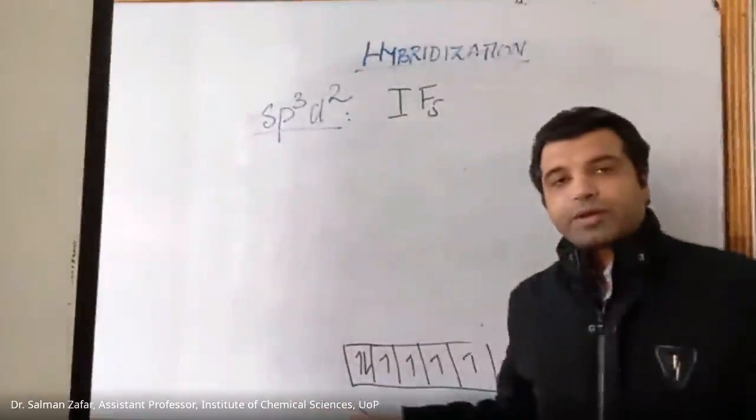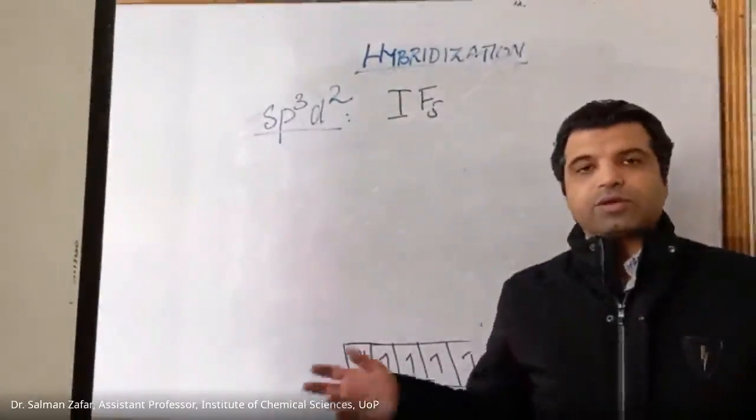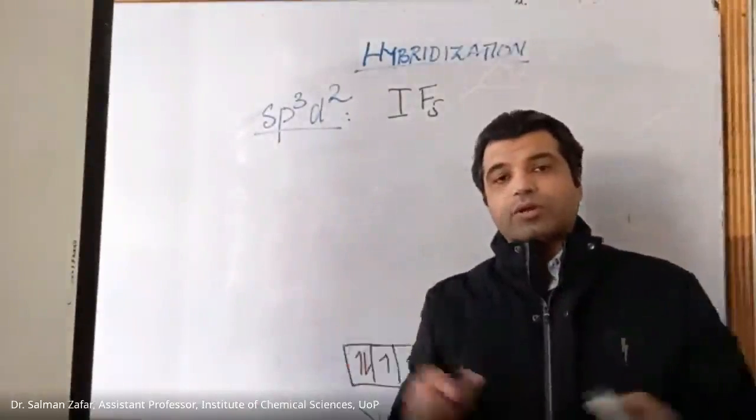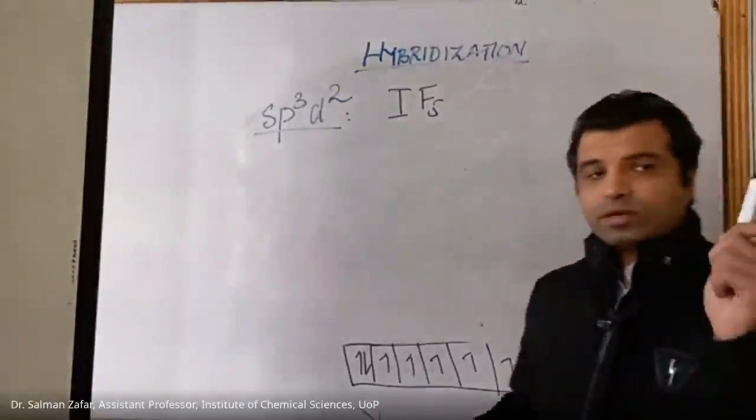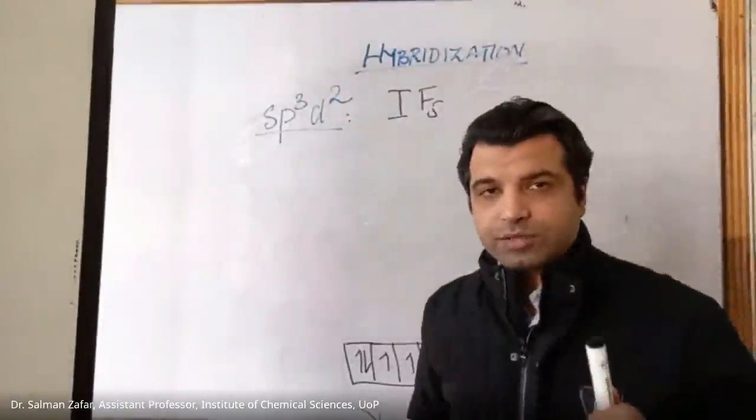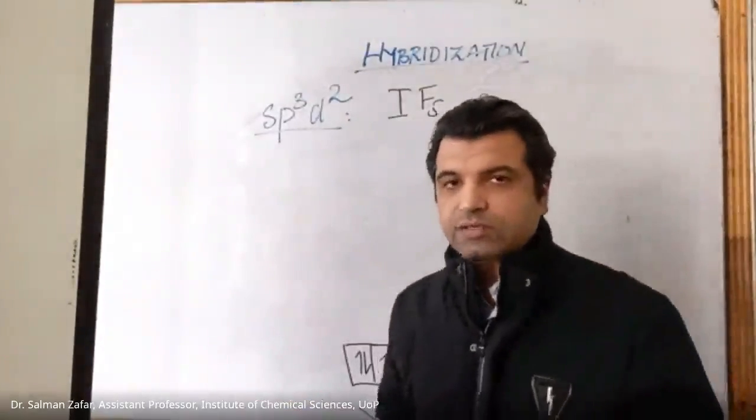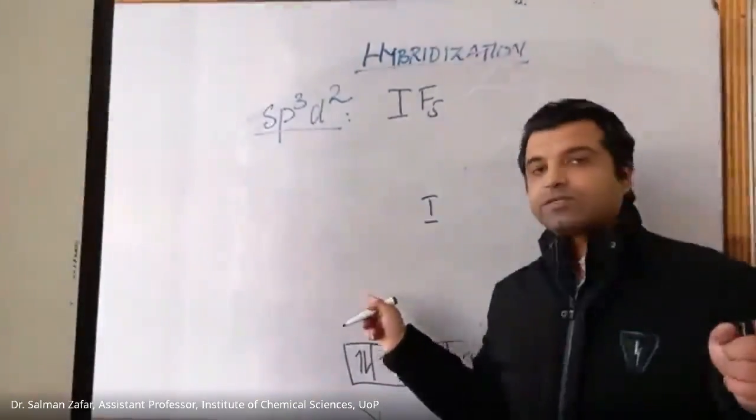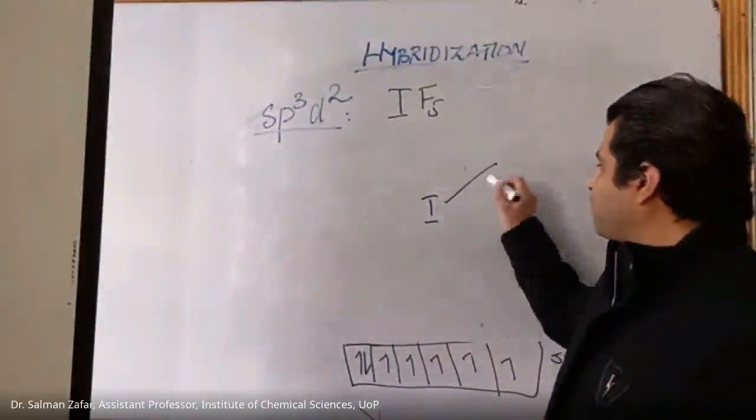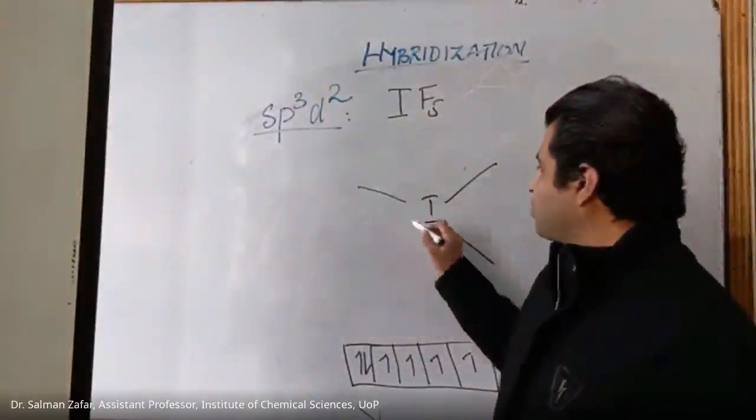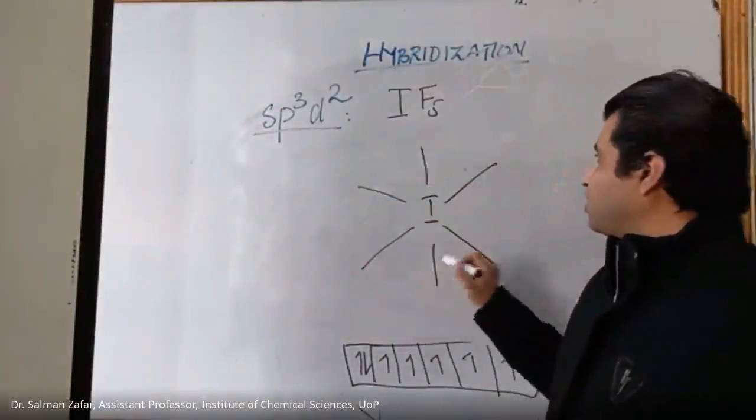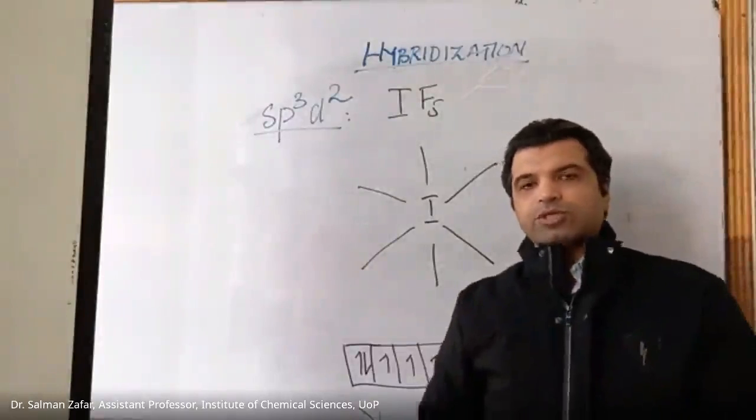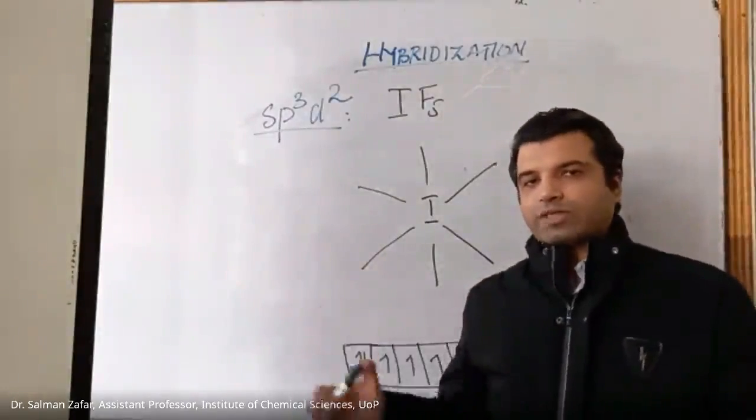So what about the pair? This pair is not going to form any bonds with fluorine. It will be present as a lone pair on iodine. But again, we have 6 orbitals, so we have to accommodate these 6 orbitals in space with maximum distance from each other. So again, we have 1, 2, 3, 4, 5, and 6. So we have these 6 orbitals accommodated in space with maximum distance from each other.